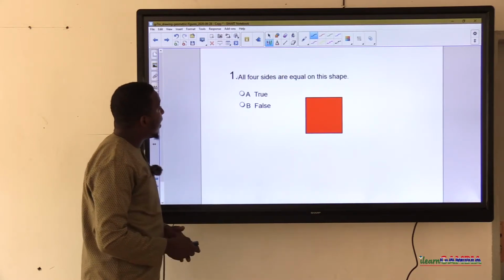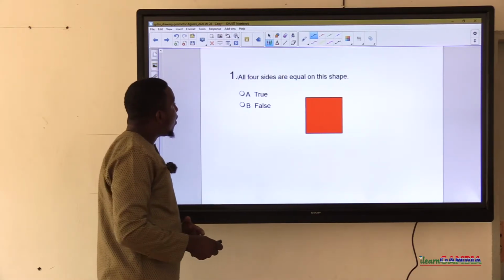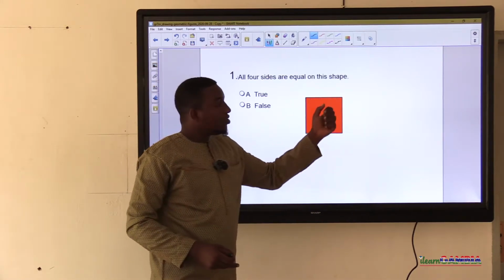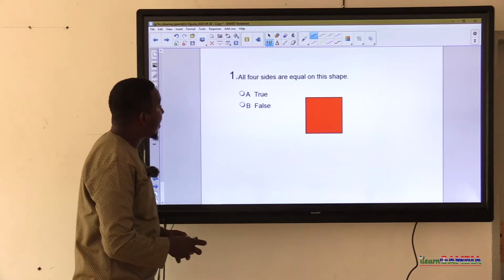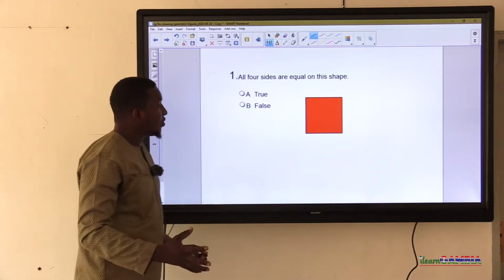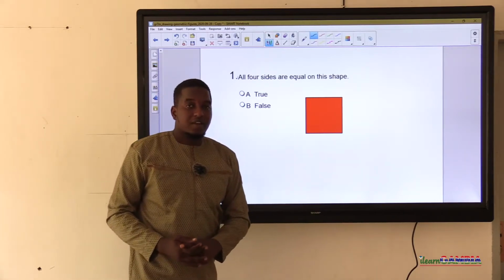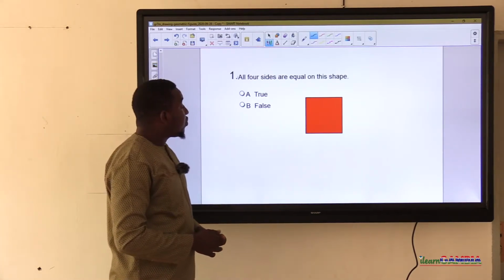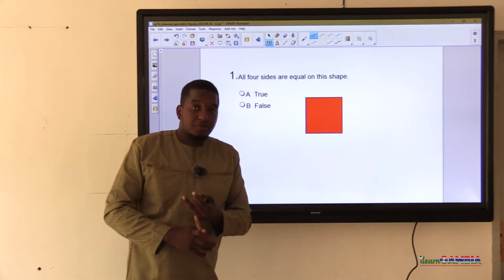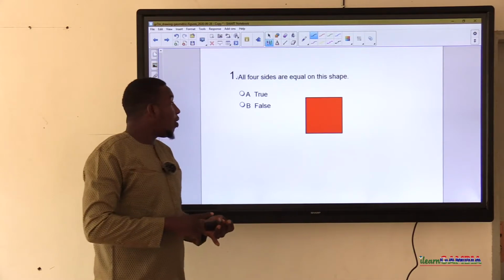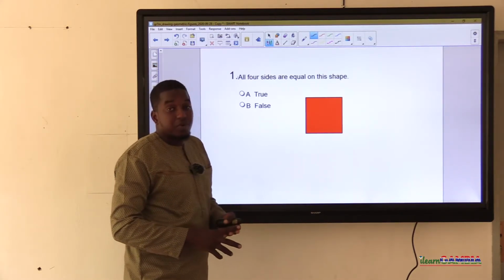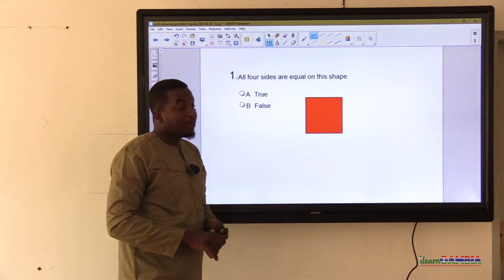The first question we have: all 4 sides are equal on this shape. The options are true or false. Let's look at the shape very well and try to identify if the shape has 4 equal sides, which would be a square, or it is a rectangle, or it is a triangle which has 3 sides.